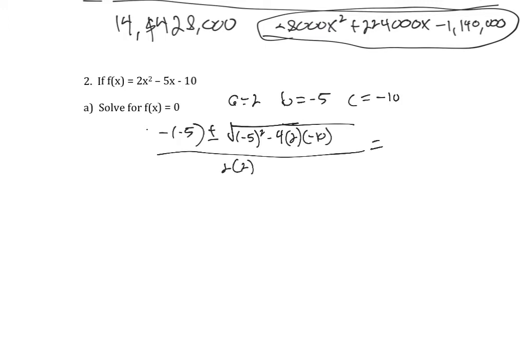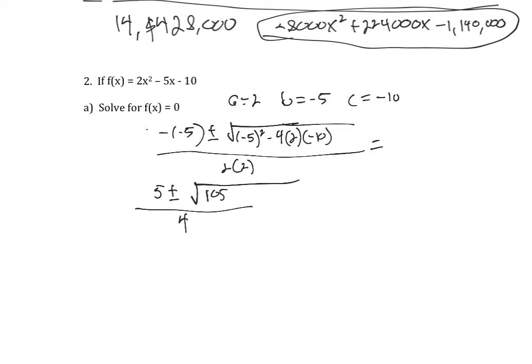So what we end up with is positive 5 plus or minus the square root of, we're going to get 25 plus 4 times 2 times 10, which is equal to 80. So we end up with the square root of 105, and all of that is over 4. Okay, so 5 plus or minus the square root of 105, all over 4.